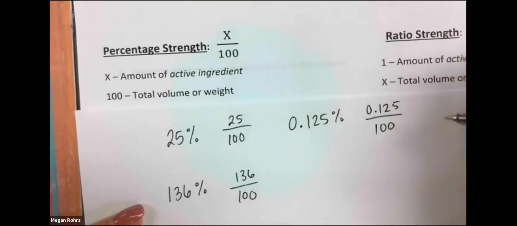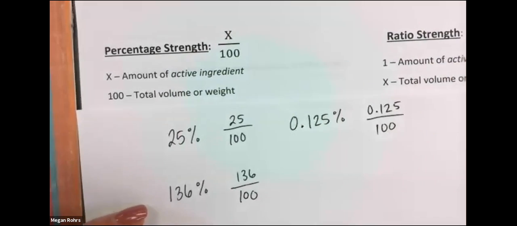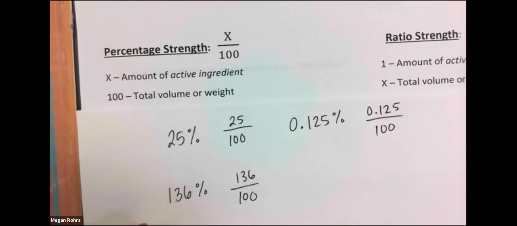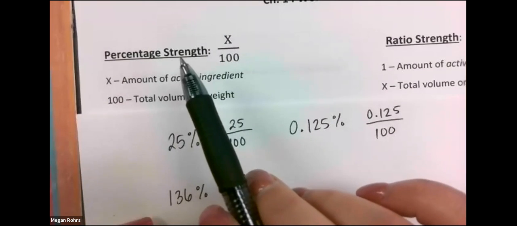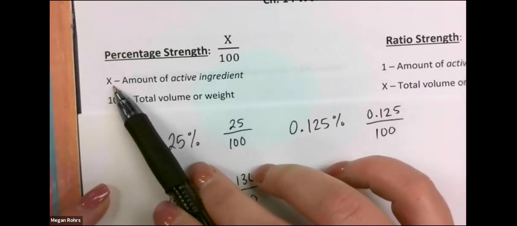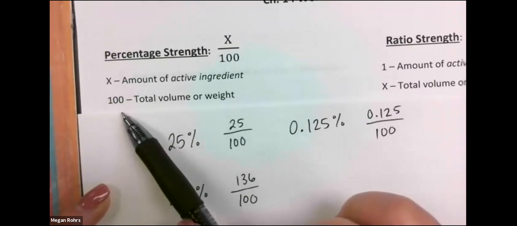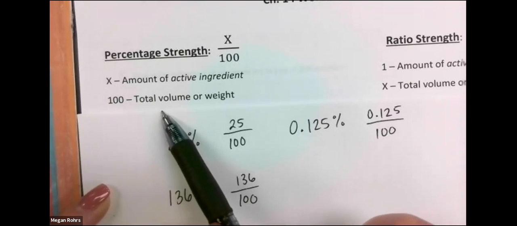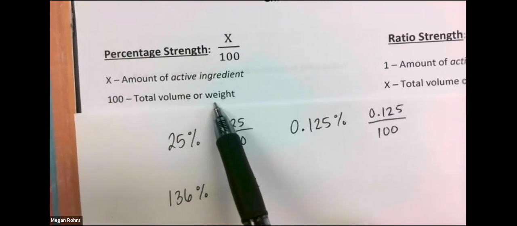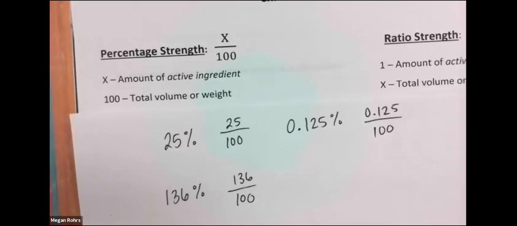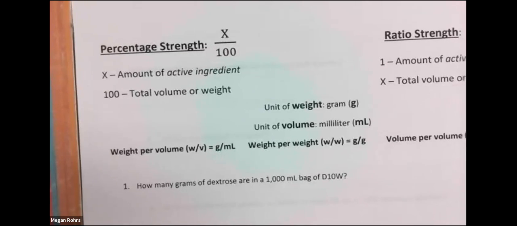0.125 over 100, okay? Now, when we're talking about percentage strengths of medications, the X is always going to be the amount of active ingredient, and the 100 is always going to be the total volume or weight that we're looking at, okay?